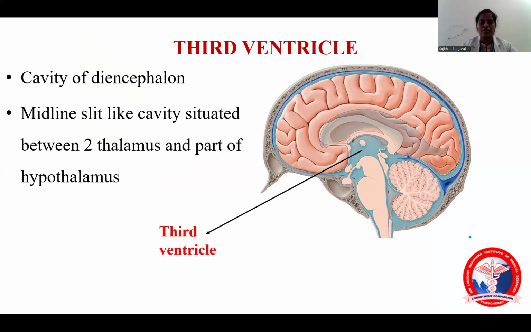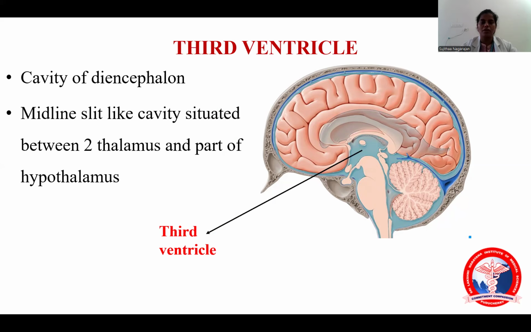Now, the third ventricle is called the cavity of the diencephalon. So it is a midline slit-like cavity situated between the two thalamus and a part of the hypothalamus. So we can see this is the medial surface of the cerebral hemisphere. This is the location of the third ventricle. So it is a cavity of the diencephalon. So it is present between the two thalamus.